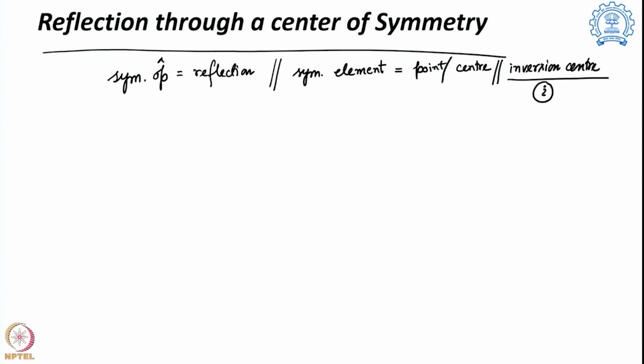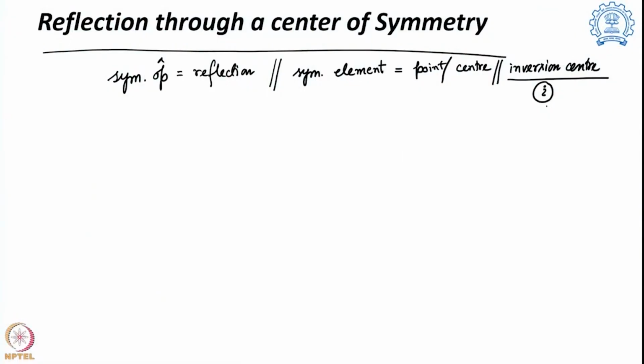As we have looked into all the other symmetry elements so far, the rotational axis of symmetry is defined by Cn, with n in subscript, then reflection through a plane of symmetry is defined by sigma. Similarly, reflection through a center of symmetry is defined with this i. Now we will take some examples to define it.